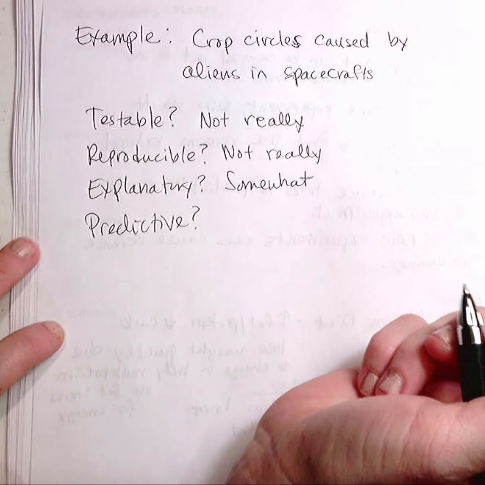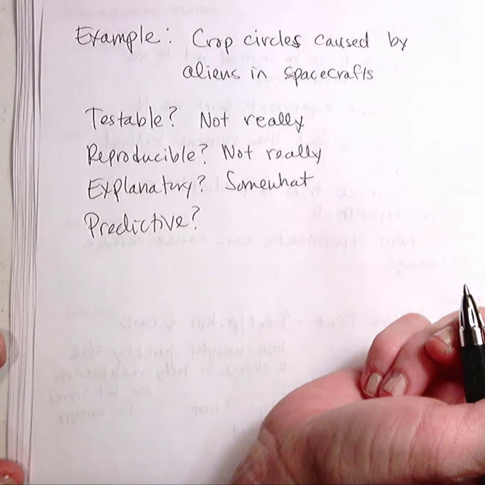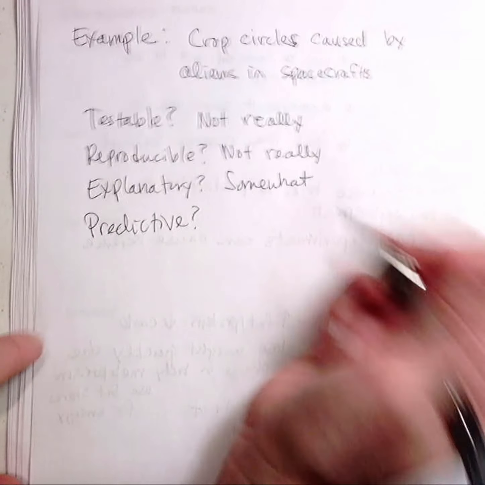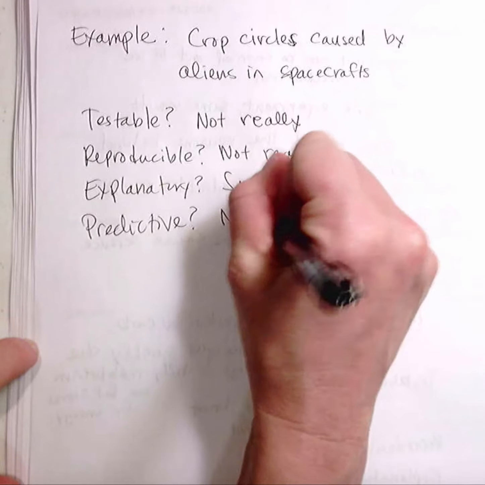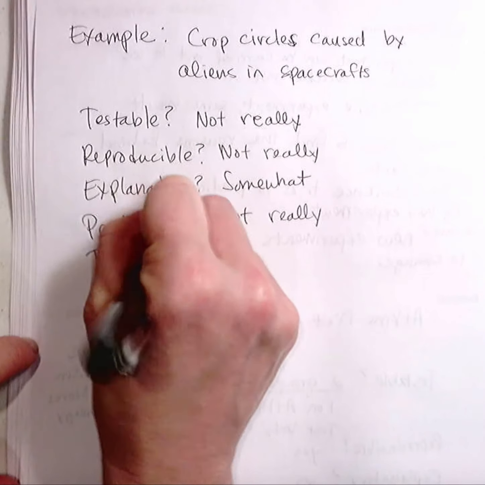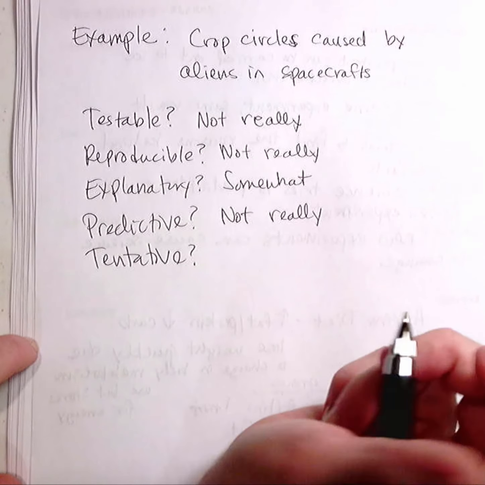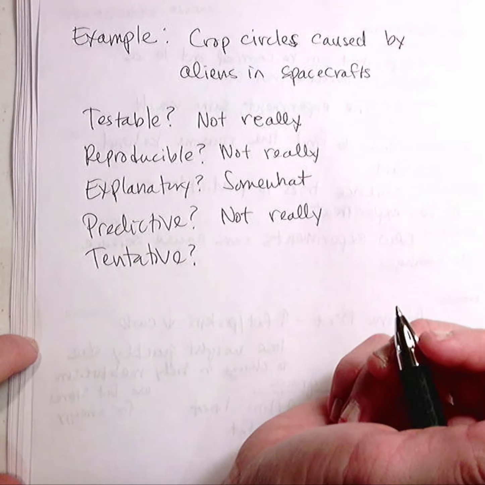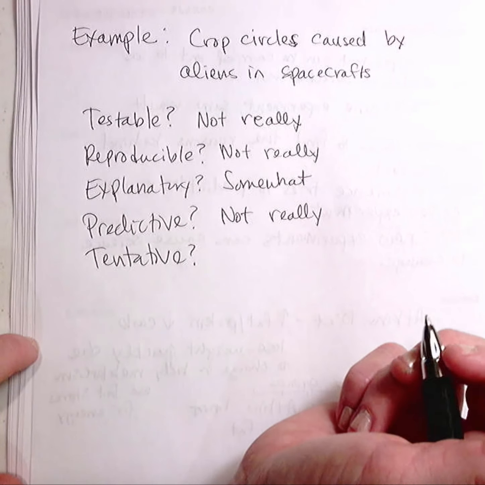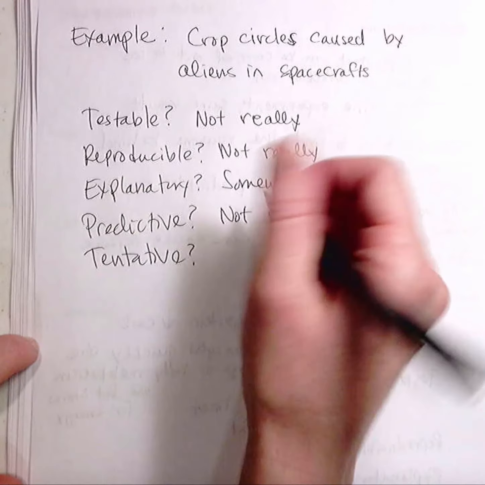Not really. We cannot predict whether or not more circles will be created, where they will be created, or what will happen after the circle is created. Is it tentative? Yes, there could be a different explanation, like someone playing a joke, or more evidence could be found. Someone actually sees and videotapes the aliens creating the circles, or the aliens contact us and explain the circles.